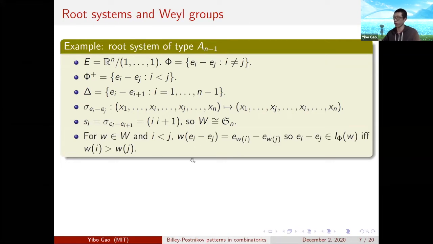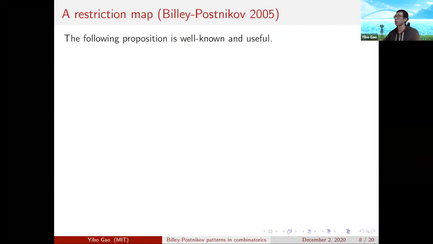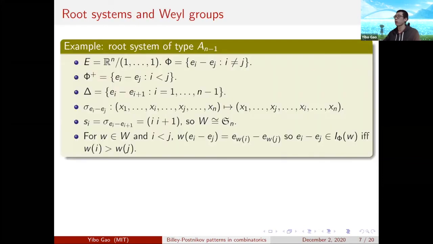And also for a permutation, we can see that because W sends e_i minus e_j to e_{W(i)} minus e_{W(j)}, then e_i minus e_j is in the inversion set of W if and only if W(i) is greater than W(j). So any questions?